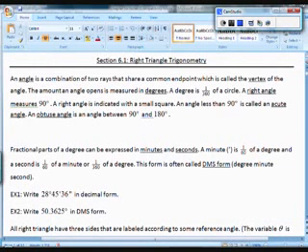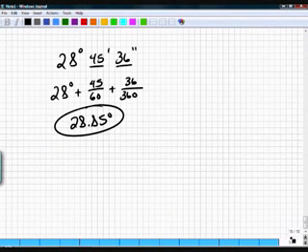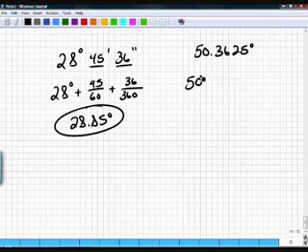Next problem, we're doing right the opposite. It says write 50.3625 degrees in degree minute second form. Again, easy. You've got a total of 50 degrees plus some odd minutes and seconds. You've got a fractional part of a degree out here. All you've got to do is multiply it by 60 once. That's going to tell you how many minutes, and then you're going to multiply your answer by 60 again. That's going to tell you how many seconds.